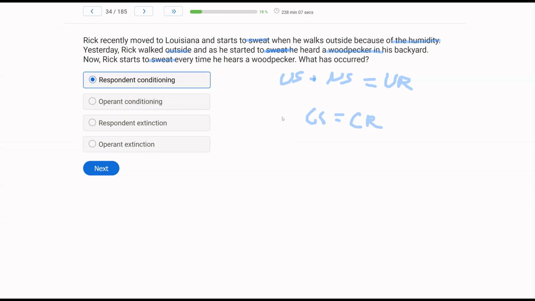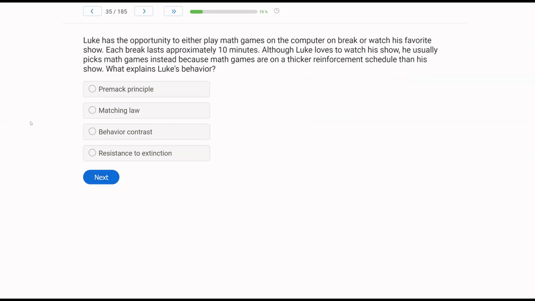Operant conditioning is based on consequences. Respondent conditioning is not. That's the key difference, right? Respondent conditioning isn't worried about consequences. Operant conditioning is. And it isn't extinction of any sorts because we're not putting anything on extinction. We're conditioning this reflex of sweating. Woodpecker becomes a conditioned stimulus. Sweating becomes the conditioned reflex from the woodpecker. What has occurred? A respondent conditioning.